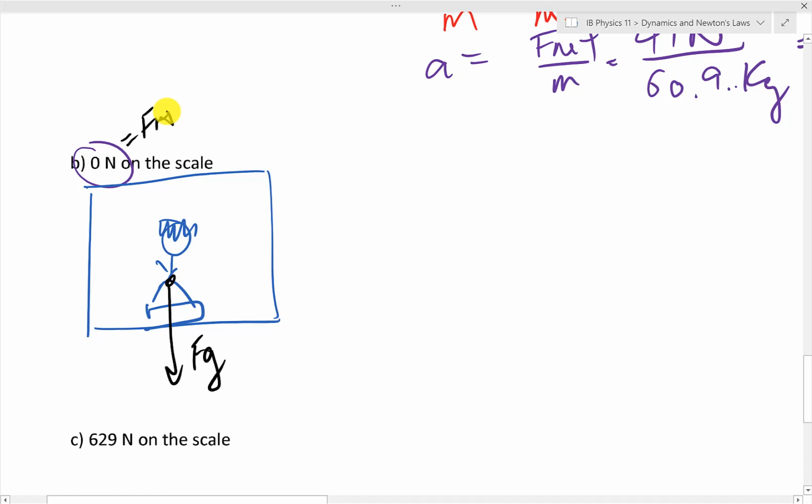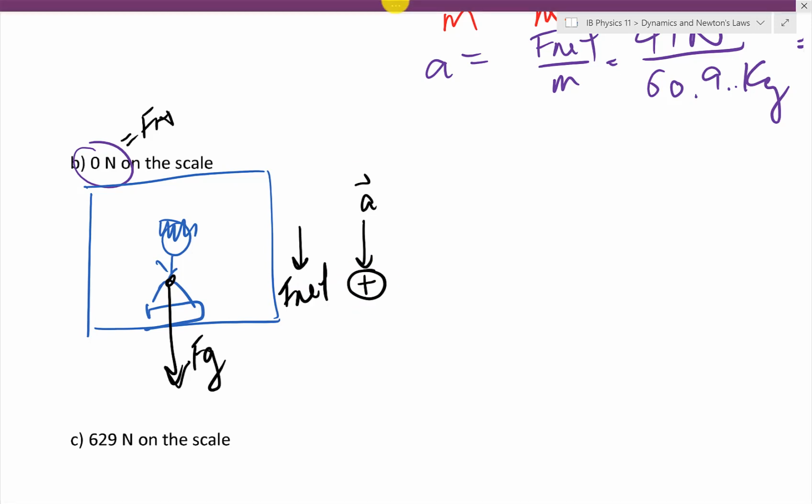What do you think is happening here? It means the floor, the bathroom scale, is not pushing up against him at all. And that's telling us something. It's telling us he has a net force in a downwards direction because there are no other forces acting on him except Fg. That means acceleration must also be downwards, and I'm going to label that as our positive direction for now.